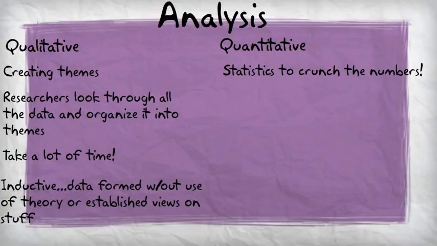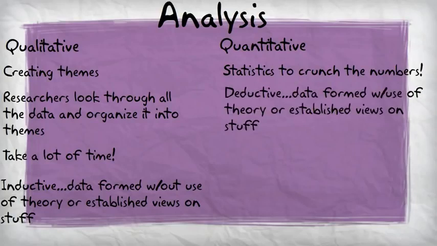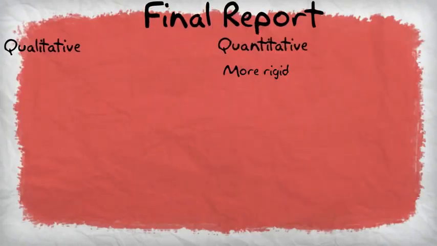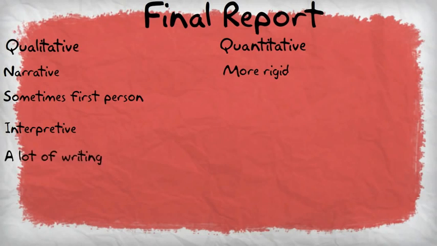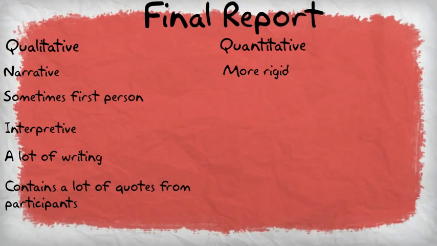Quantitative research is also usually deductive. It's based from existing theories and information that's already out there to help form research questions and how data is collected and how it's analyzed. Let's talk about the final report. In qualitative research, the final report is usually narrative in nature. The authors will sometimes write in the first person. It's more interpretive, and it contains a lot of writing, and it has direct quotes from participants. The final reports for quantitative research are more rigid in form, and it's more in the form of a statistical report.